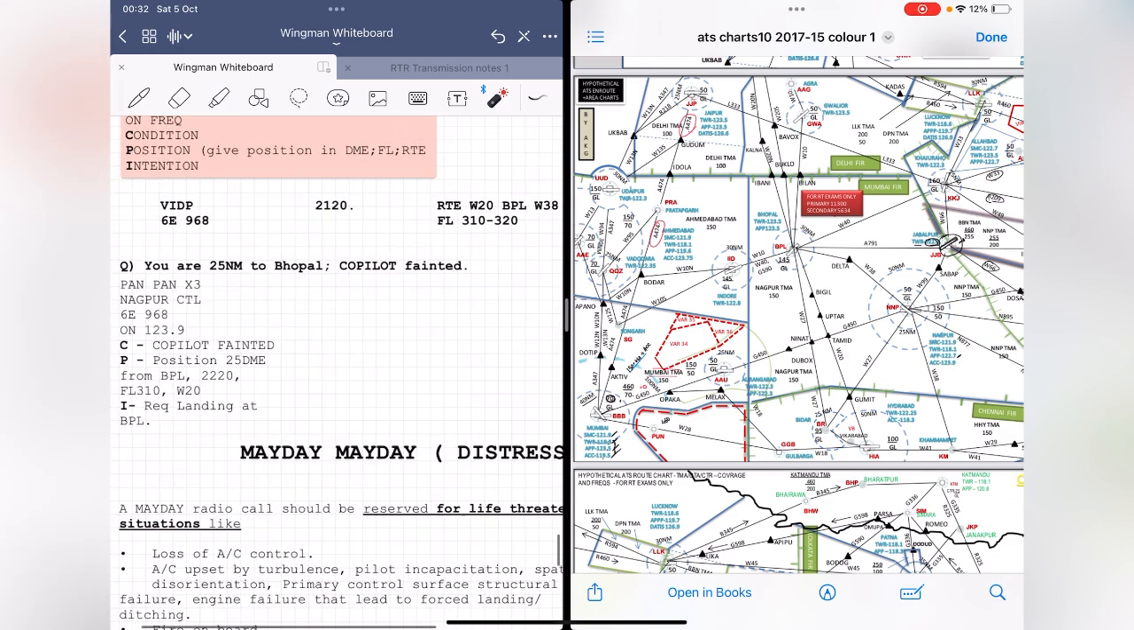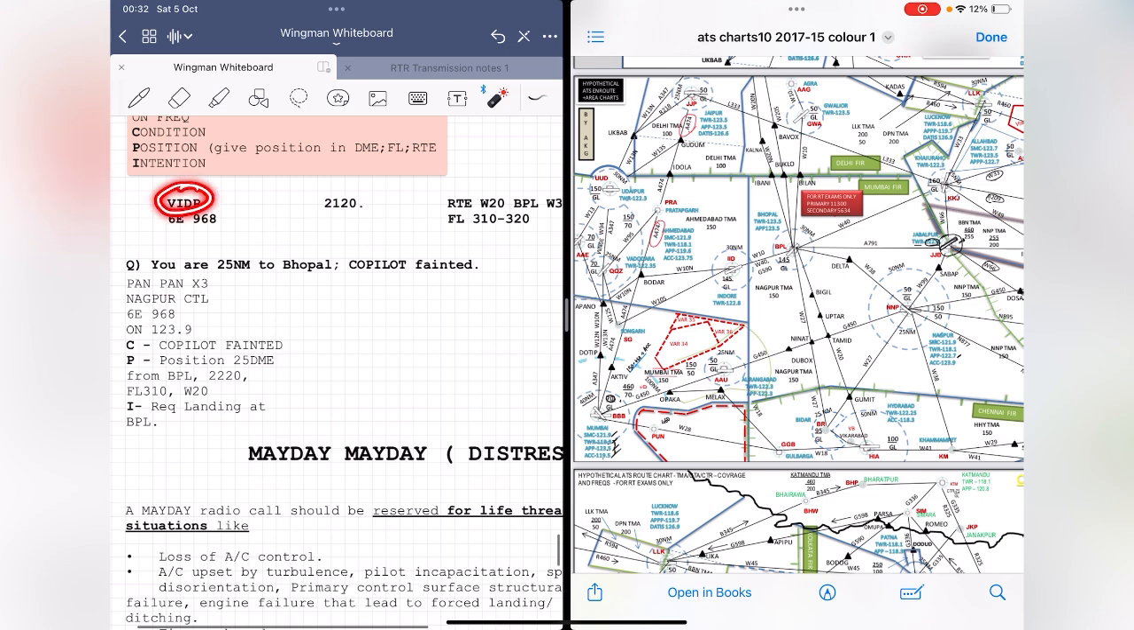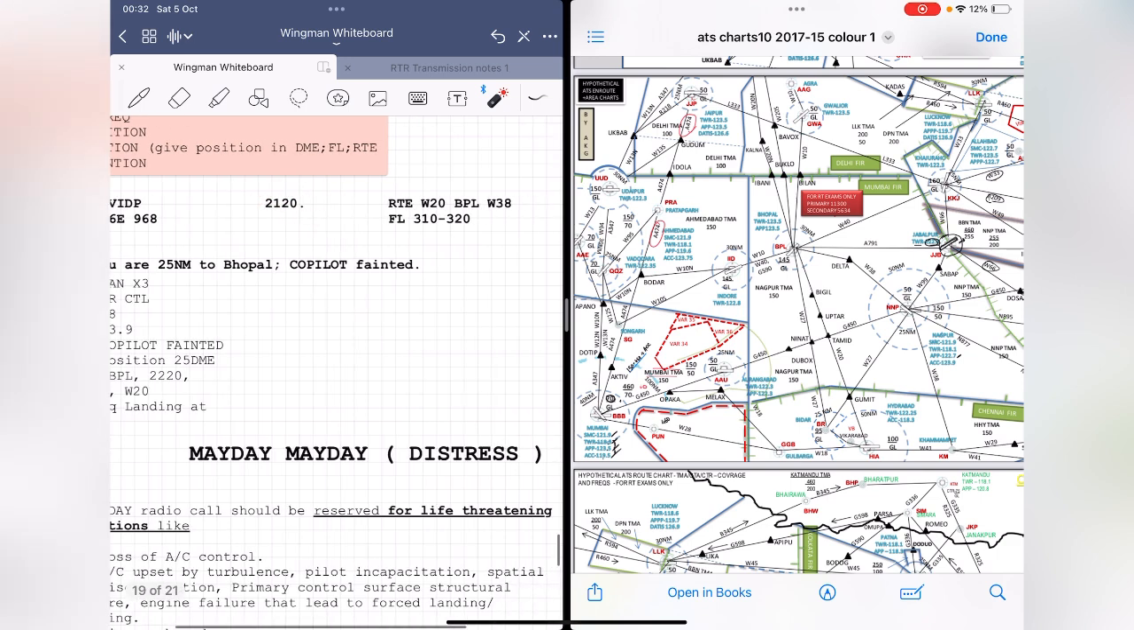Our flight plan says that our aircraft is taking off from VIDP. We are 1 iFly 968. We are taking off at 2120 hours. Our route is Whiskey 20. From there we are flying to Bravo Papa Lima. From there we are taking Whiskey 38. Flight levels to be maintained will be flight level 310 and 320.